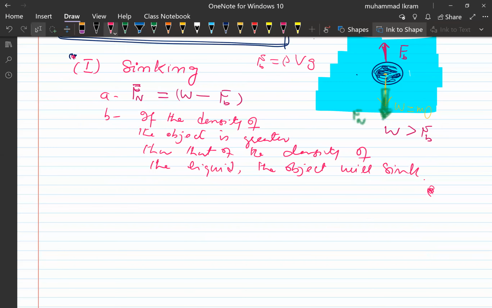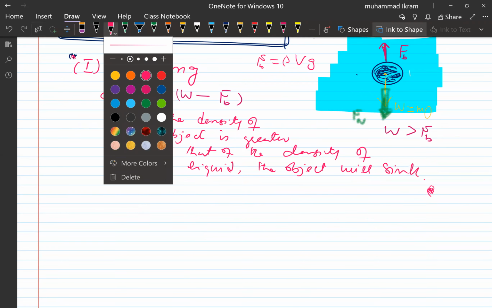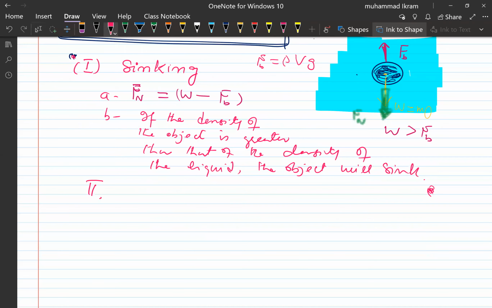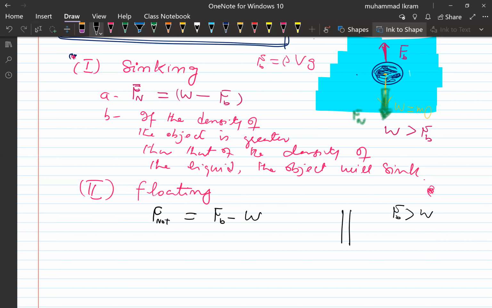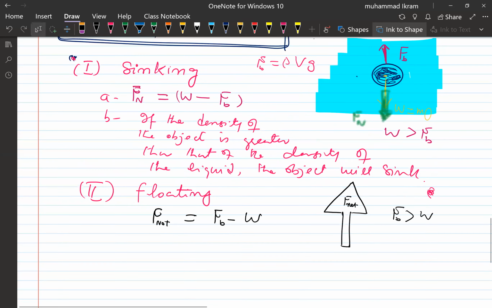The second point is floating. Sorry, how does the object float? With the same equation, the net force F net, the total force, is such that the buoyant force acting on the object, due to its large volume or the greater density of the liquid, is greater than the weight of the object. Then what will happen? If FB is greater than W, the net force F net will act in which direction? In the upward direction, right? And the object will what? Float.